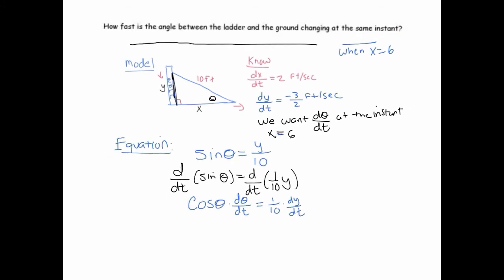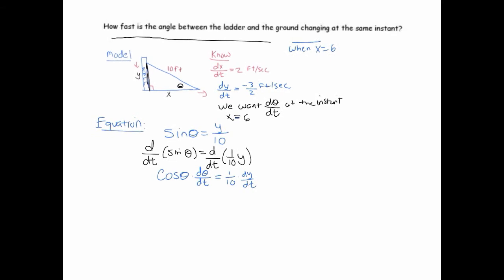Alright, so now we're going to substitute and solve. Ultimately, we should be able to substitute values in for everything except d theta dt, which is what we want. We know dy dt, because we got that from the previous video. So that's 1/10 times -3/2. And there'll be a couple of things where it's not obvious that we know them, but we do know them.